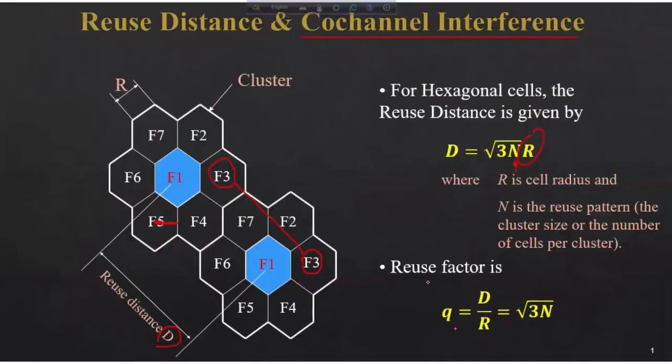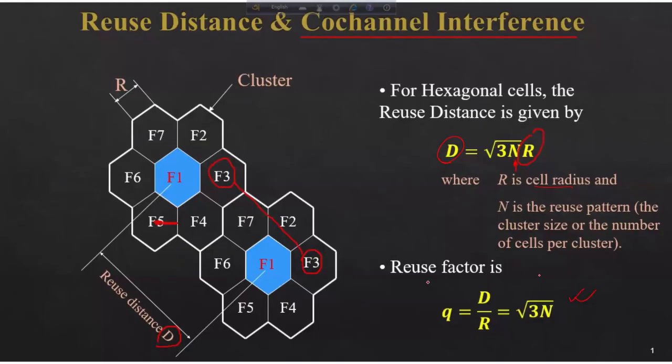Okay, so now let's go to the next slide. Now the reuse distance and co-channel interference. What is co-channel interference? What is reuse distance? We have derived the value of reuse distance, which is the capital D. Capital D is derived as root 3n into R. This R is the cell radius. Now, capital N is the reuse pattern, the cluster size or the number of cells per cluster. Now, reuse factor, we have seen these points. Now, what is co-channel interference?